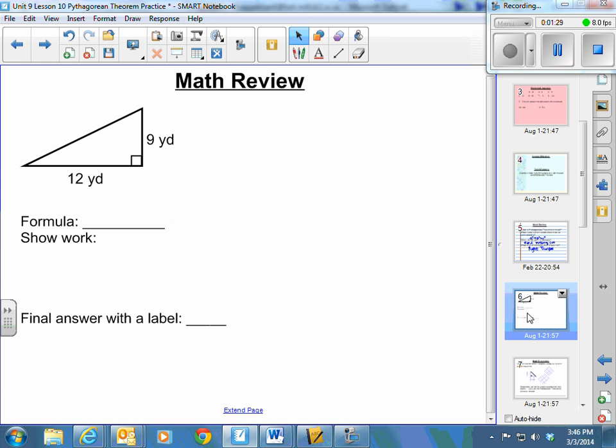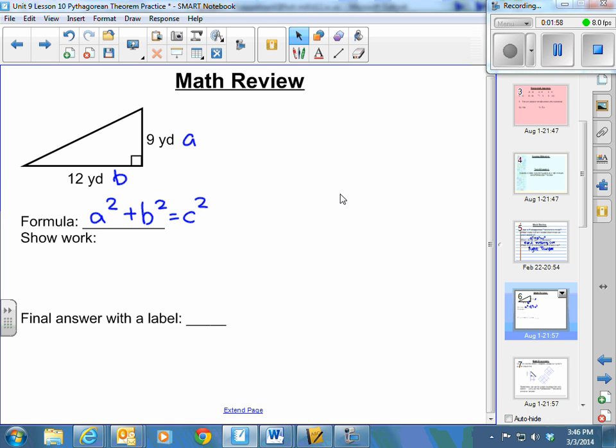Alright, so let's go ahead and look at finding the hypotenuse, which is the missing side length from this triangle. Notice you do have a right triangle, and we're going to use the formula a squared plus b squared equals c squared. Let's go ahead and fill in our pieces. If you remember from class today, the two legs are the ones that make the right angle, and that's going to be your a and your b. So let's go ahead and label those. And now let's fill in the formula.